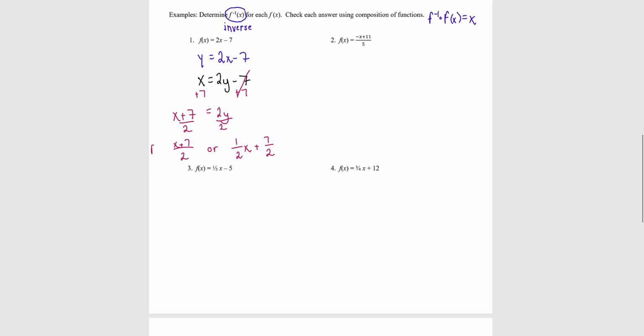But we also want to go ahead and slip the inverse symbol in there. We're going to check our answers in the last step after I do all 4. But for now, let's just work on finding the inverse. So this should be the answer, either one of these. All right, number 2.